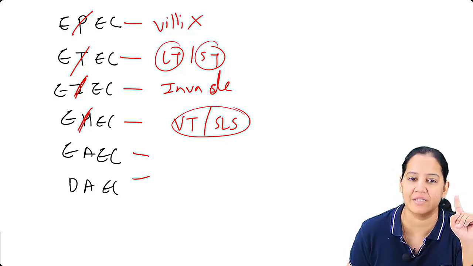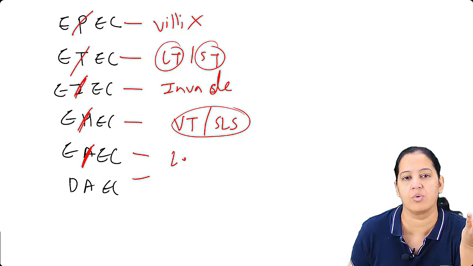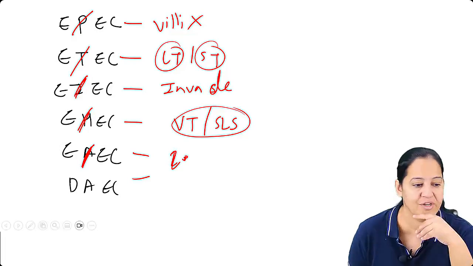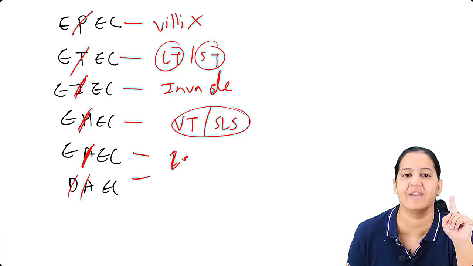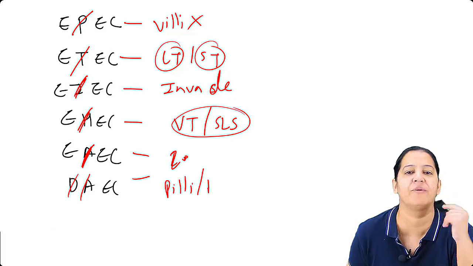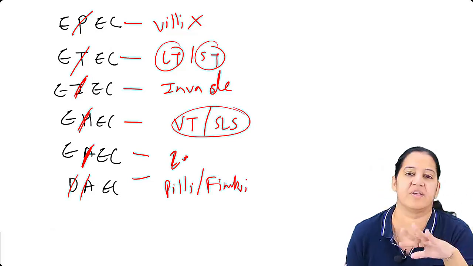Okay? Enteroaggressive mechanism is unknown. Make a question mark. We don't know. It's not given in the book. And diffusely adherent: it is having pili or fimbriae, whatever you say, by which it is causing the diarrhea. So this is the mechanism.